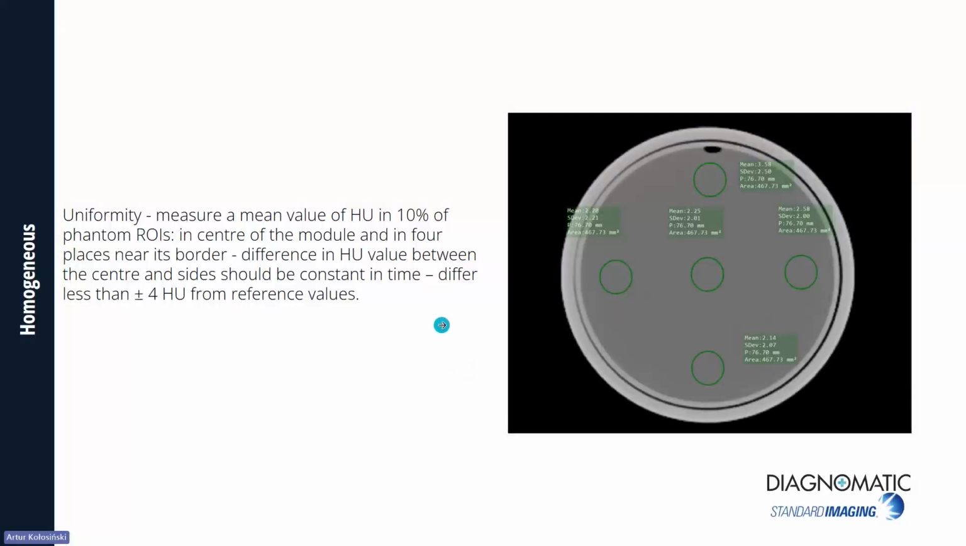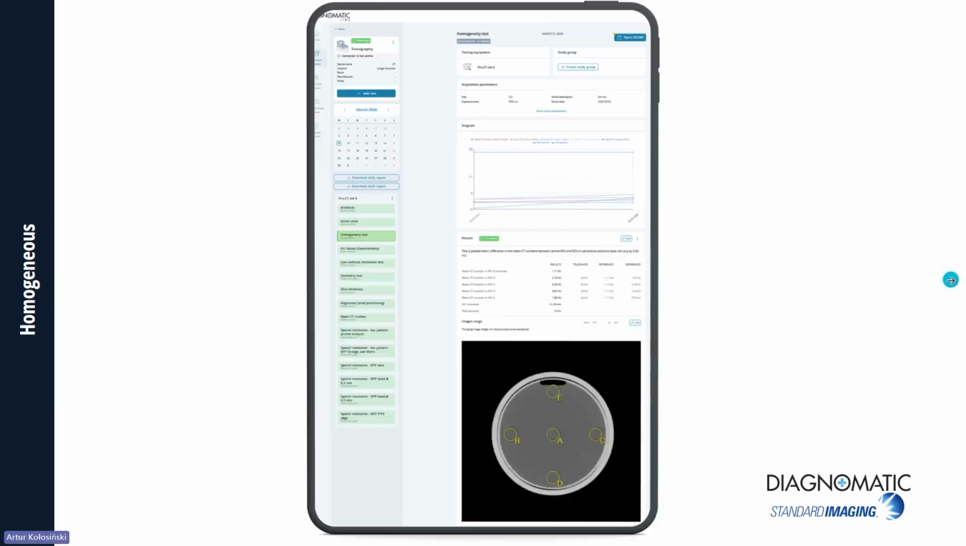So we take the mean value of Hounsfield units in 10% of the phantom, selected in the center and in four places near the borders. The difference in HU between the center and the sites should be consistent in time and differ by less than 4 Hounsfield units from the reference values. Here we can also see how the software supports us and what output it gives us of the measurements instantly.